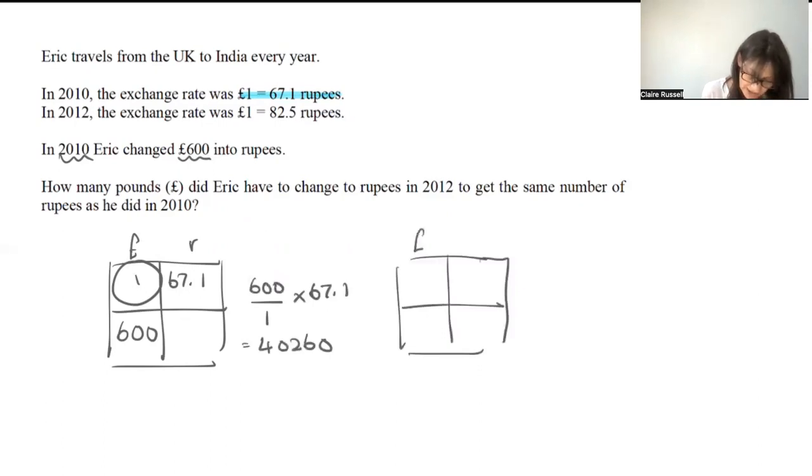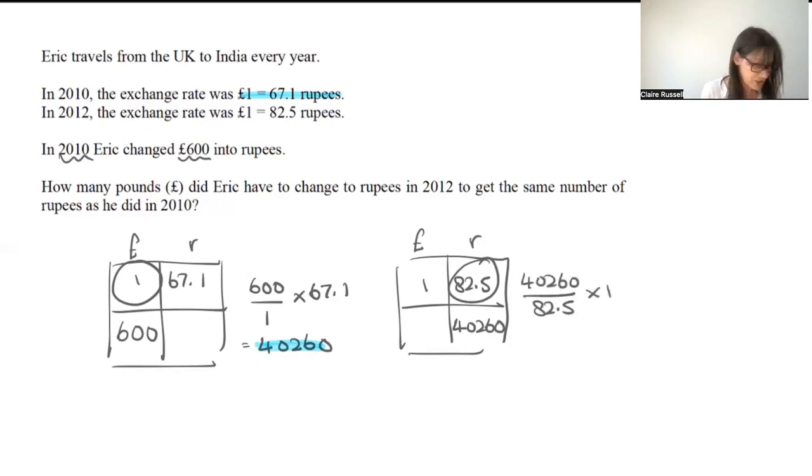Now I'm just going to repeat the whole process for my 2012, which is 1 and 82.5. But this time we want to know how many pounds he'd have to change in order to get the same number of rupees. So the same number would be that number. So that's going in. My trap number this time is 82.5. Times through by 1 is not really going to make any difference here. Just show it because it's in my box. And I've got £488. So if you got that right, well done.